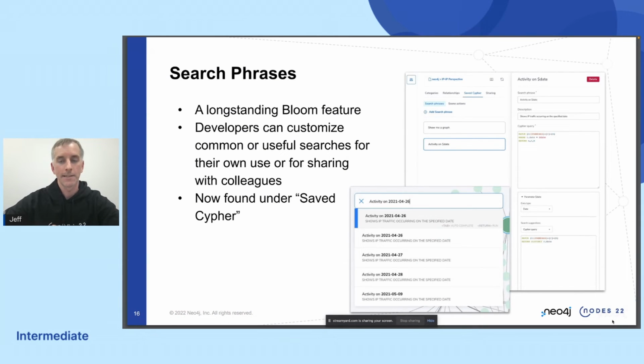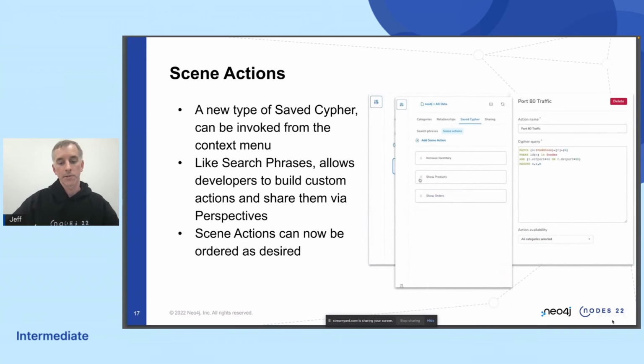And then any user who has this search phrase, which is packaged with the perspective, can go into the search bar and type activity on, and they can enter a date. And you can even configure search phrases so that they get suggestions. This, again, has been around for quite a while. It's found under the Saved Cipher tab in the Perspective Designer, and this can be a really powerful way to create search phrases for users who might not be writing their own cipher, but have some actions that they need to perform on a regular basis that someone else can provide some cipher for, and they can enter parameters as they need to.